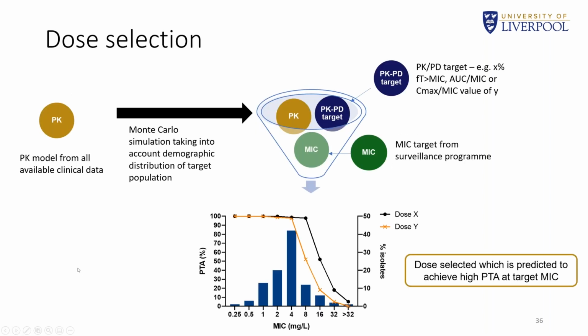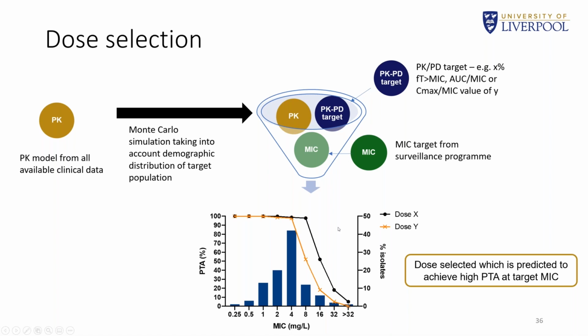So taking this together, we develop our PK model from all our clinical data. We conduct our Monte Carlo simulation, and now we're taking into account the demographic distribution of the target population. And then we put that together with the PK/PD target we've generated and the MIC target from the surveillance program. And we'll start to produce our PTA graphs.